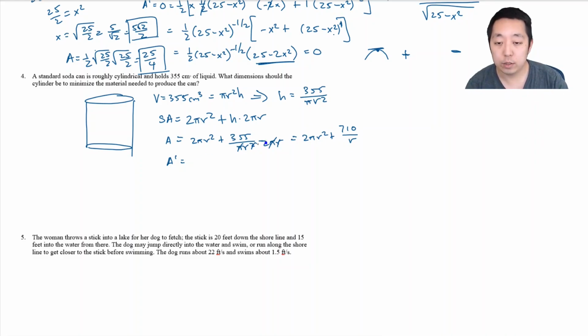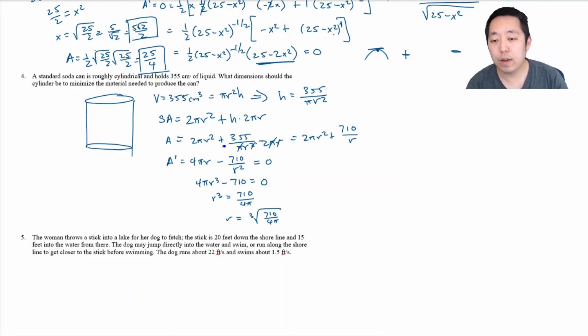Well, if I take the derivative of this, I'm going to get 4 pi r minus 710 over r squared, because this is r to the negative 1, just doing power rule. At this point, hopefully you've practiced that enough that we can just do the derivatives a little bit faster. Equals 0. I can multiply through by r squared, and so I'm going to get 4 pi r cubed minus 710 is equal to 0, because 0 times r squared is 0. And then I can solve for r, so I'm going to say r cubed is equal to 710 over 4 pi. And so r would then equal the cube root of 710 over 4 pi.